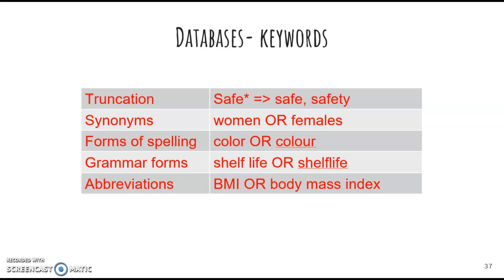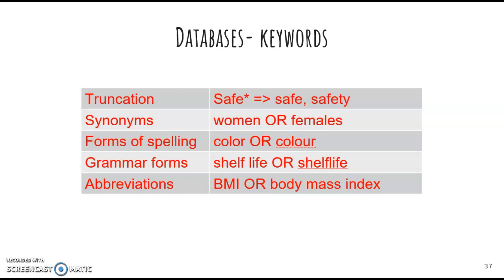So, databases and keywords. Truncation: when you type safe plus the truncation symbol, you get anything that has the word safe in it. For example, safety, safely, just anything that involves safe and is a word, you're going to get that in your search.